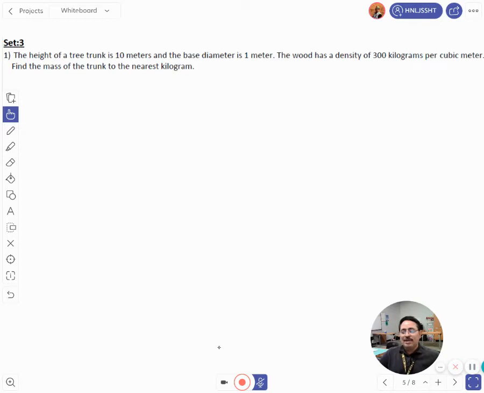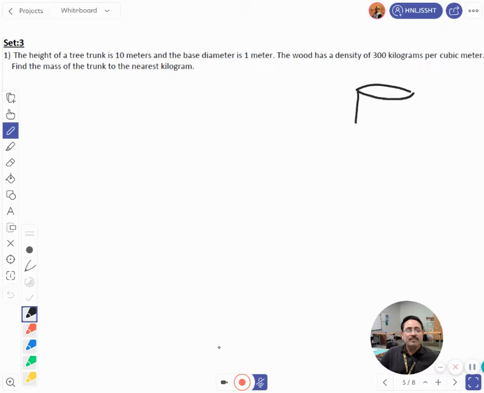This question looks slightly different. So let me draw a diagram that represents this one. The height of a tree trunk. I'm not drawing the roots and I'm not drawing the branches, I'm taking only the trunk. Okay? And it's given that the height is 10 meters. Therefore, this is given as 10 meters.